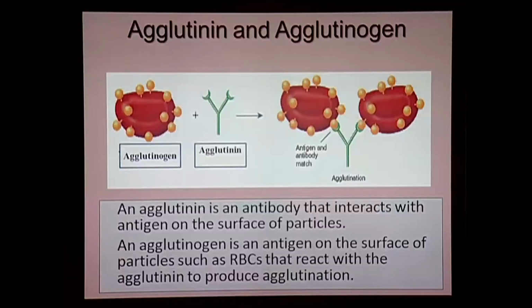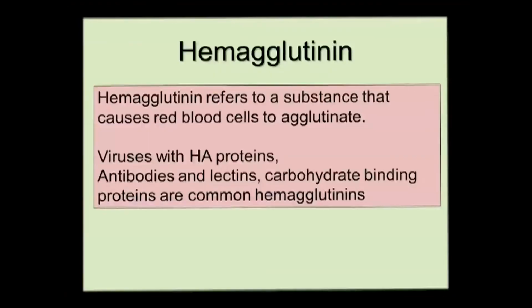Among the agglutinogens, red blood cells are very common. When agglutination involves red blood cells, it is called hemagglutination. The molecules, antibodies or viruses, which are responsible for hemagglutination are called hemagglutinins. So hemagglutination can take place in the presence of antibodies, in the presence of lectin proteins, or in the presence of hemagglutinin proteins present on viruses.